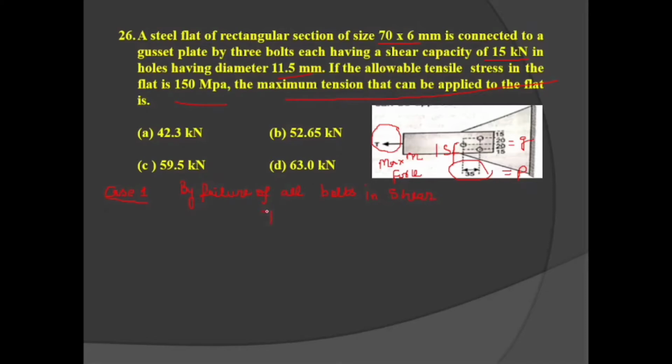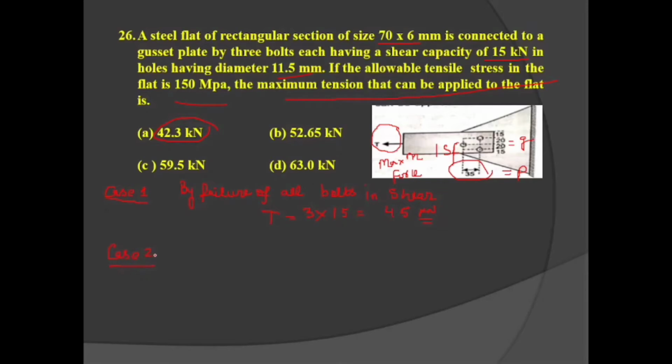So that maximum tensile force will be equal to 3 bolts are there. Shear capacity of each bolt is 15 kilonewton. So the value is 45 kilonewton. So our answer is basically A option shall be there. Now we can also calculate the value by different fundamentals, by another fundamentals also. Case number 2.